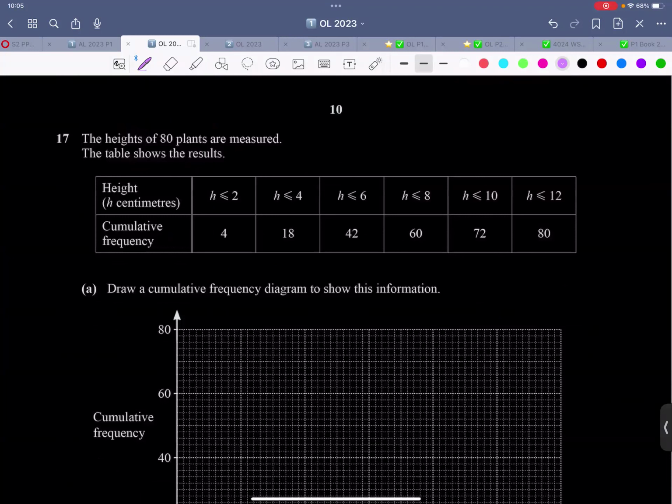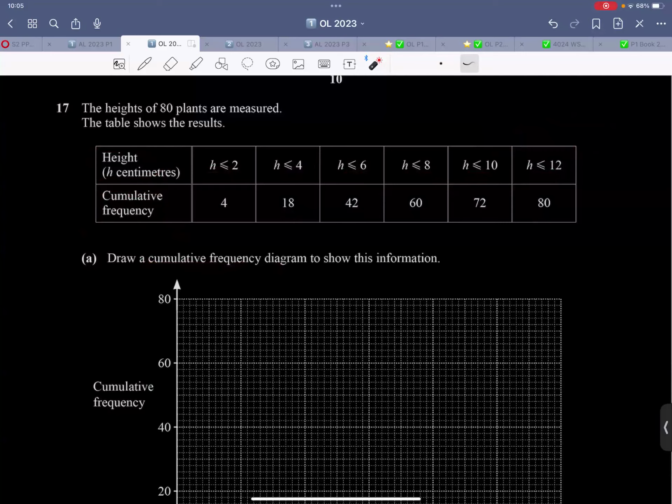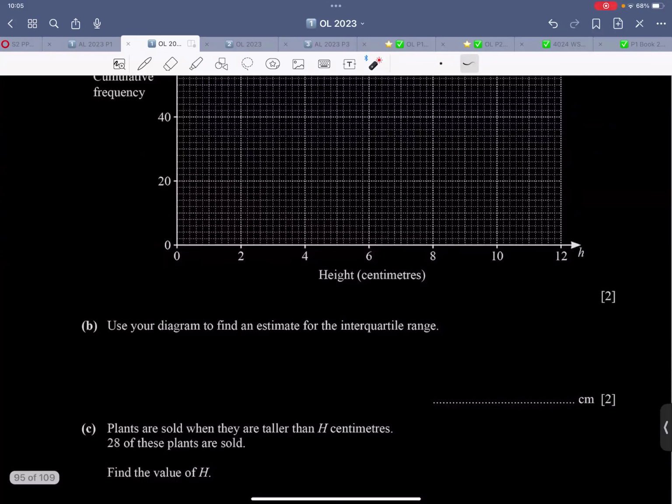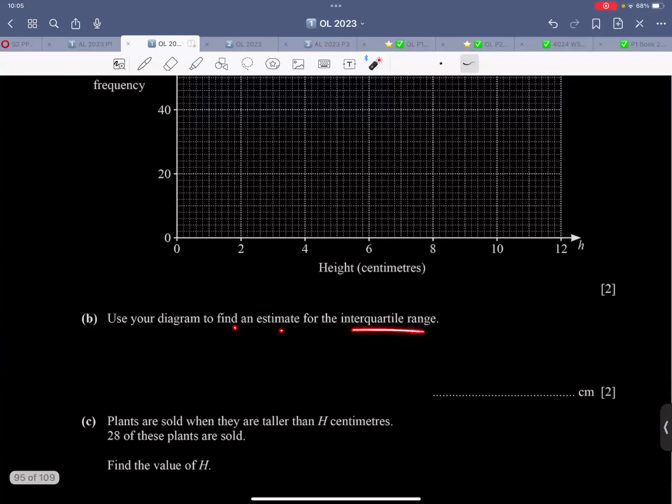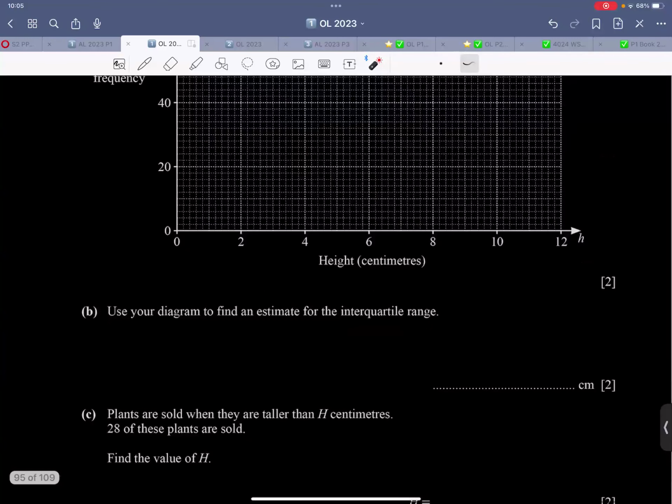Read the question. The question says, the heights of 80 plants are measured. The table shows the result. This is cumulative frequency. This is the height. This is the upper class boundary already given. How do I know it's the upper class boundary? Because of the less than or equal sign. Draw a cumulative frequency diagram. Use your diagram to find an estimate for the interquartile range. And then the third part.